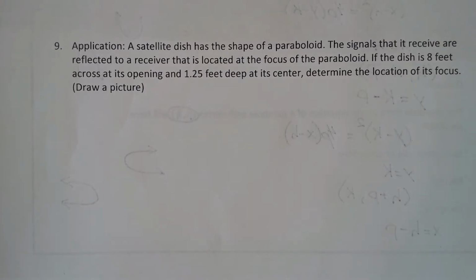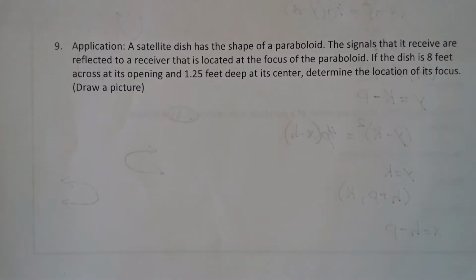In this video, we'll be looking at this application problem revolving around parabolas. This is actually more a paraboloid than a parabola. A parabola is a two-dimensional object. A paraboloid is a three-dimensional object. So a satellite dish has the shape of a paraboloid. The signals that it receives are reflected to a receiver that is located at the focus of that paraboloid.